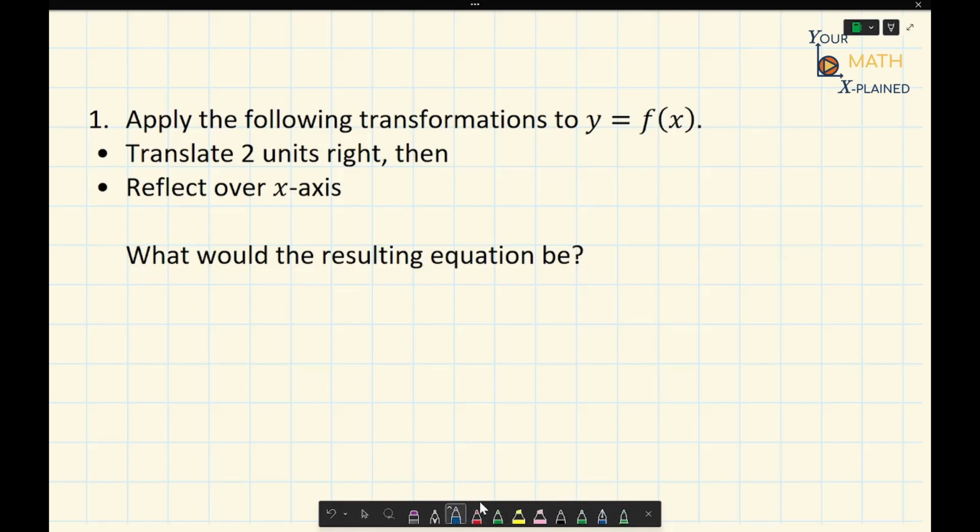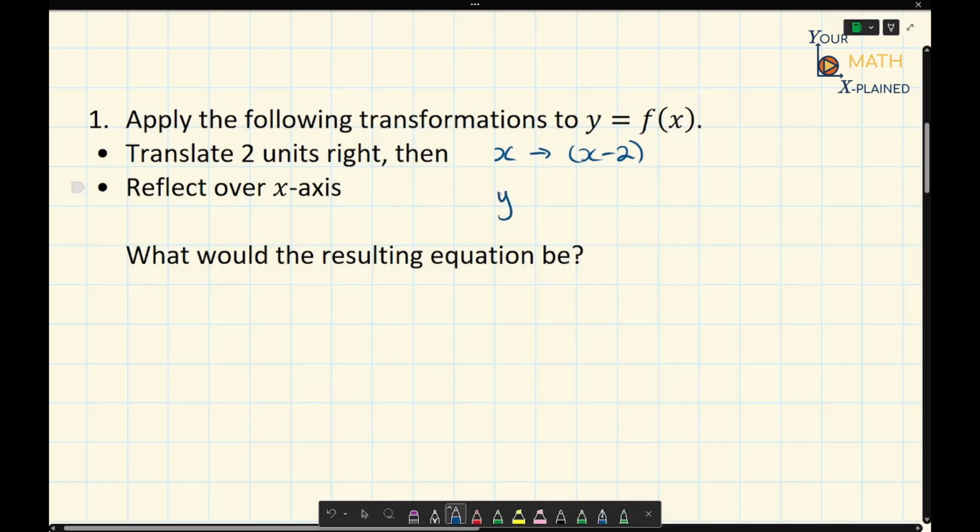So the first thing we're going to do is take a look at the first transformation. So that says translate 2 units to the right. So going to the right affects our x, which means we're going to replace our x with x minus 2. Now the next step is to reflect over the x-axis. And reflecting over the x-axis is a change in y. So that means we're going to replace the y with negative y.